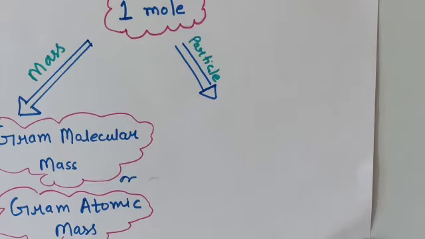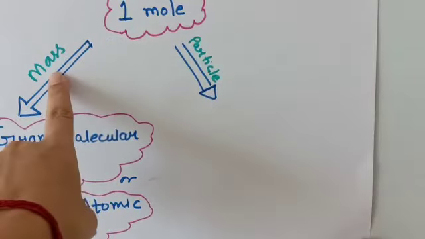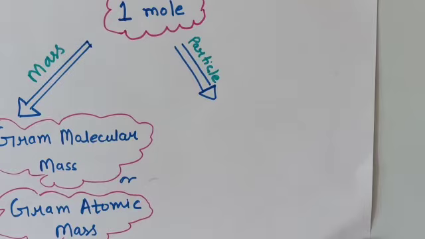Before starting this video, let's have a quick recap of the previous lecture. In the previous lecture, I taught you what makes one mole regarding mass, and I hope the concept is now clear to you. As you can see in this picture, 1 mole regarding mass is gram molecular mass or gram atomic mass.